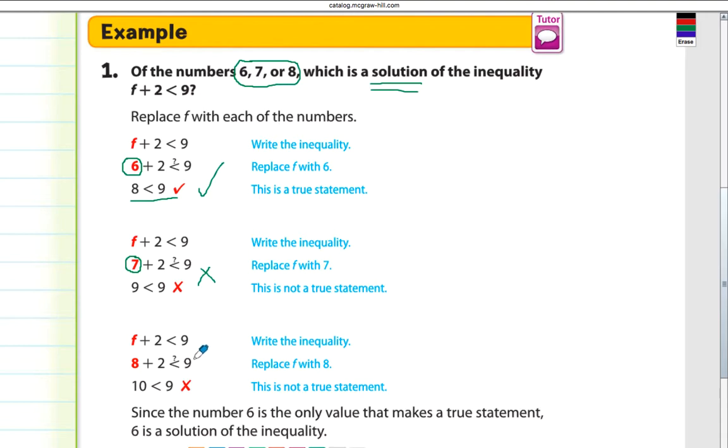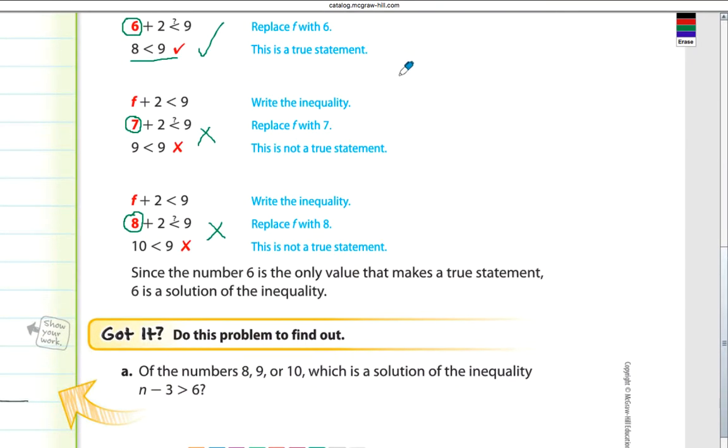And finally, we have here an 8. So we replace the f with an 8. And 8 plus 2 is 10. Is 10 less than 9? No. So the only thing that can replace f in this particular given set of numbers is a 6. So we would say that 6 is the only value that could make this statement true. So if you wanted to write that on the side, in this case, f equals 6.